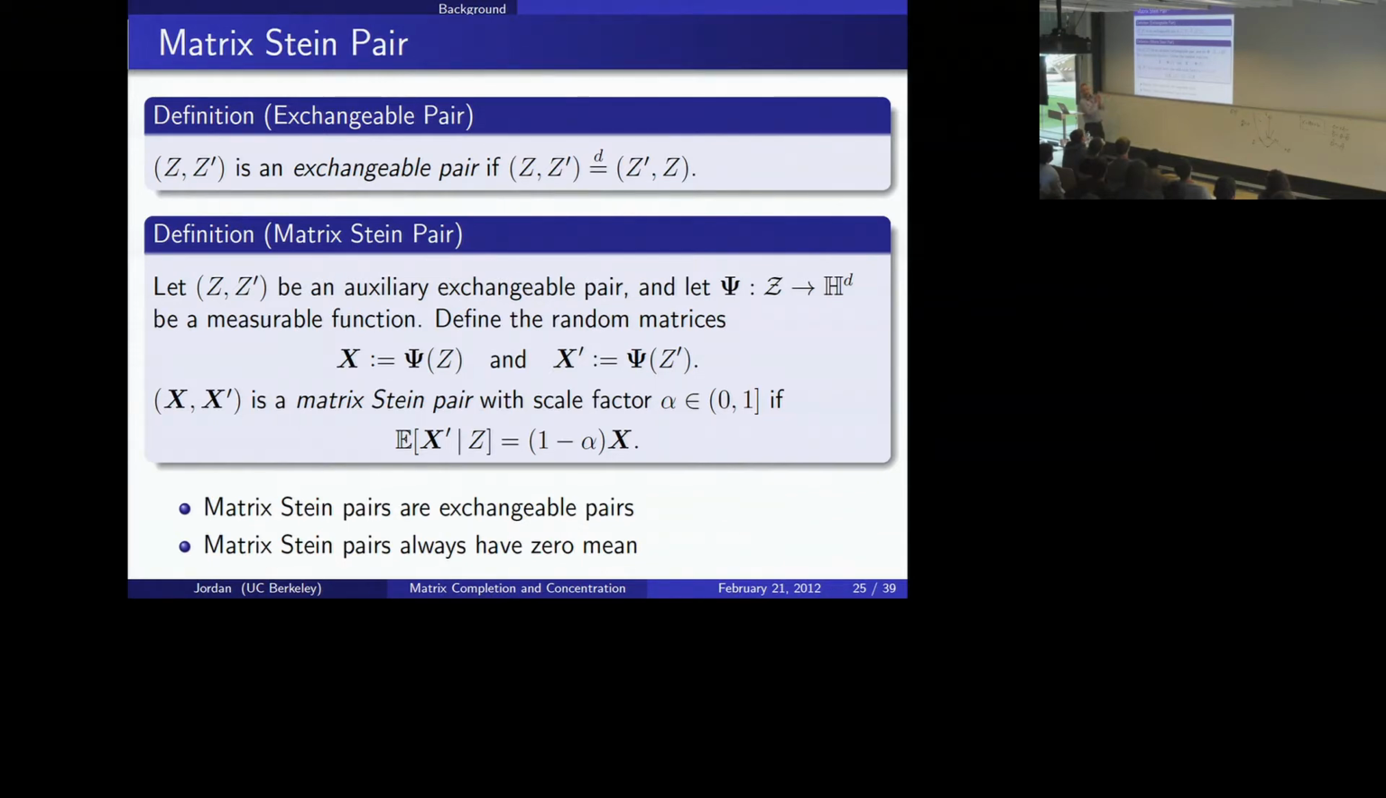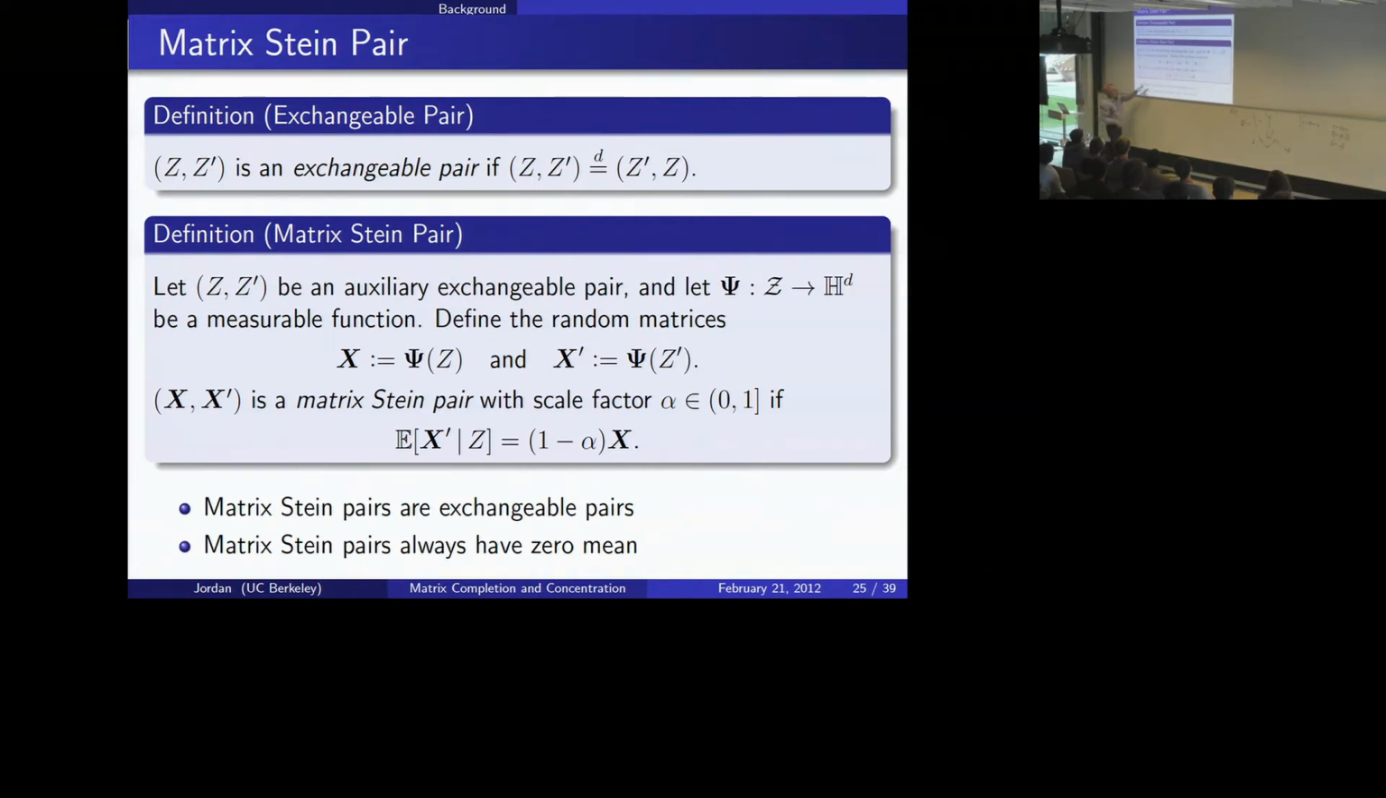So exchangeability, a key idea. If I had done Bayesian lectures, that would have been the main focus. Exchangeability just means if I have Z and Z prime and I reverse them, I get the same distribution. Okay, so it has the flavor of IID, but it's not IID. It's a much deeper, much broader concept than IID. The order doesn't matter, is what that means.